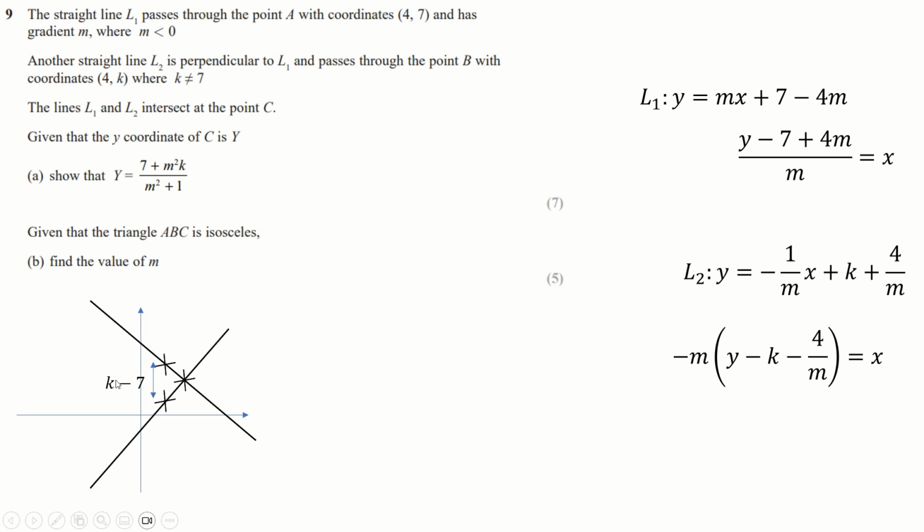So I think I get away with doing it like this. I wasn't really thinking it through when I did it, I guess. But in any case, where am I going with this? Well, ABC is isosceles. Now, this is a right angle, remember, because these 2 lines are perpendicular.